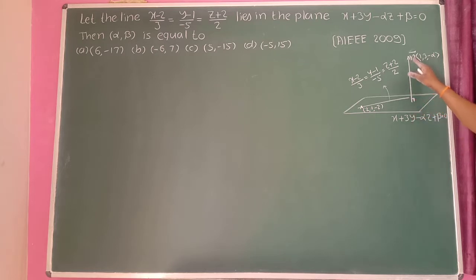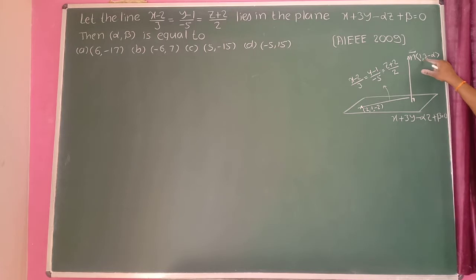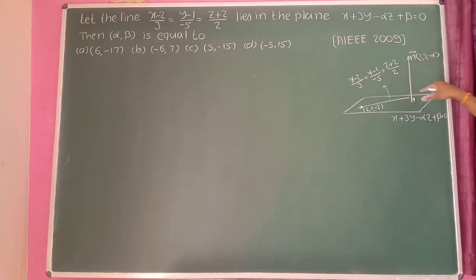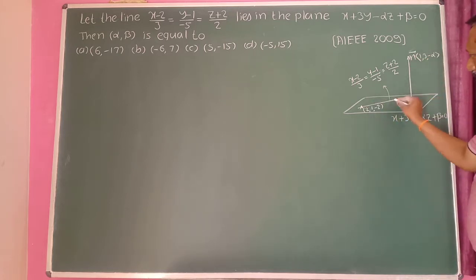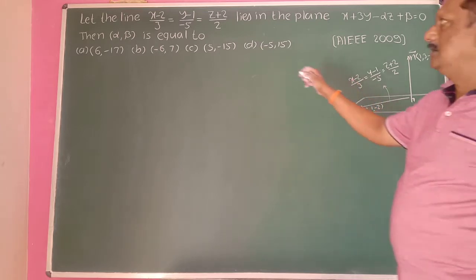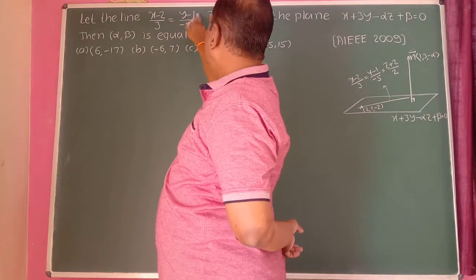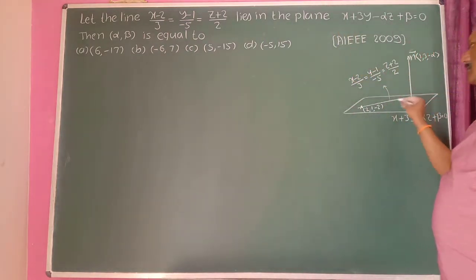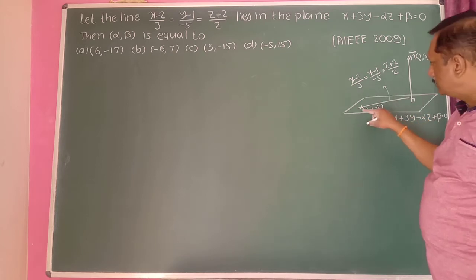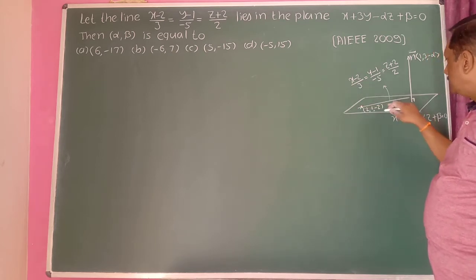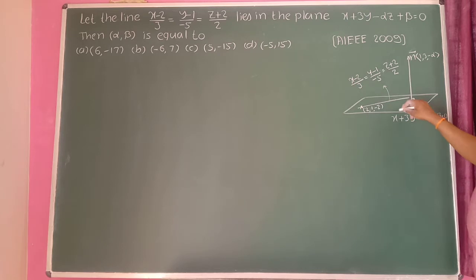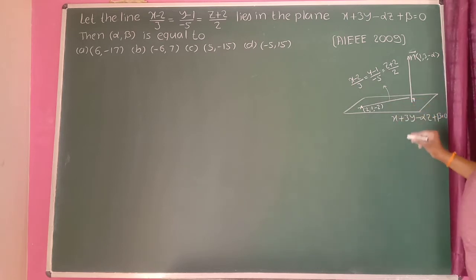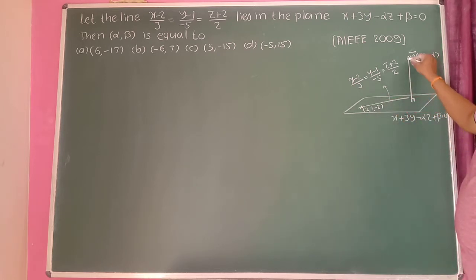Then the normal to the plane has direction ratios 1, 3, minus alpha. 1, 3, minus alpha are the direction ratios of the normal to this plane. And this line lies on the plane. Then obviously the point (2, 1, minus 2) lies on the plane as well as on the line. A line lies on the plane means that point lies on the plane also. Next, in this case the line and the normal are perpendicular to each other.